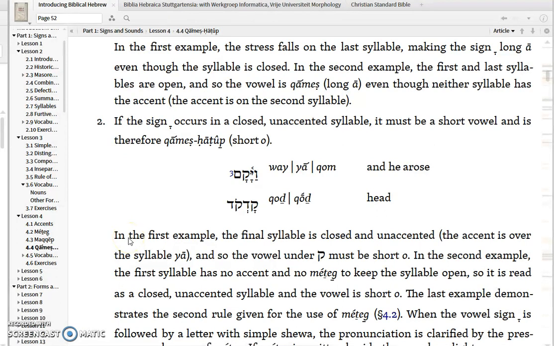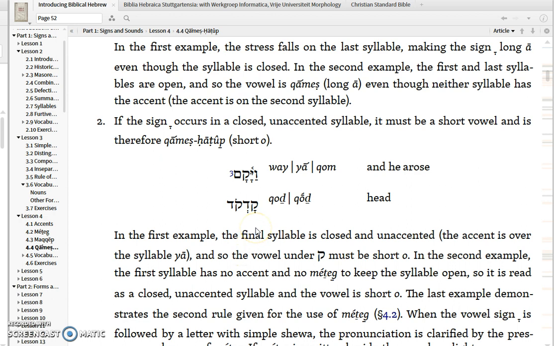Conversely, if the Kametz occurs in a closed unaccented syllable, unaccented, not accented, it has to be a short vowel and therefore be the Kametz Hatuf. And so here you have the form vayakom. And here the first Kametz is open syllable accented. That has to be a long A. Whereas the second one is an unaccented closed syllable, and that has to be a short vowel.